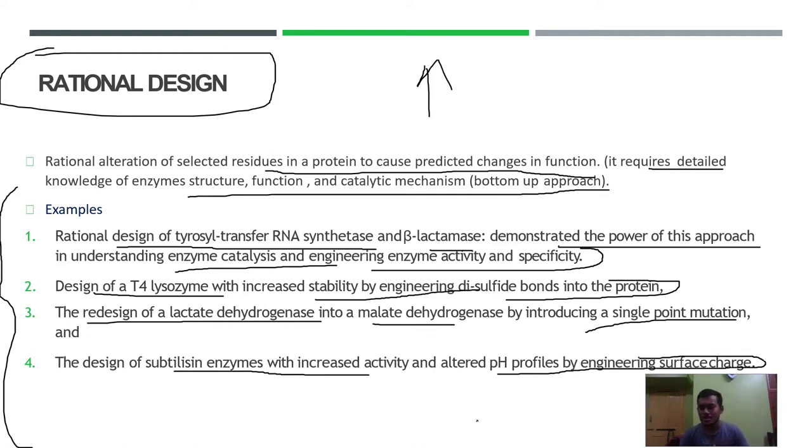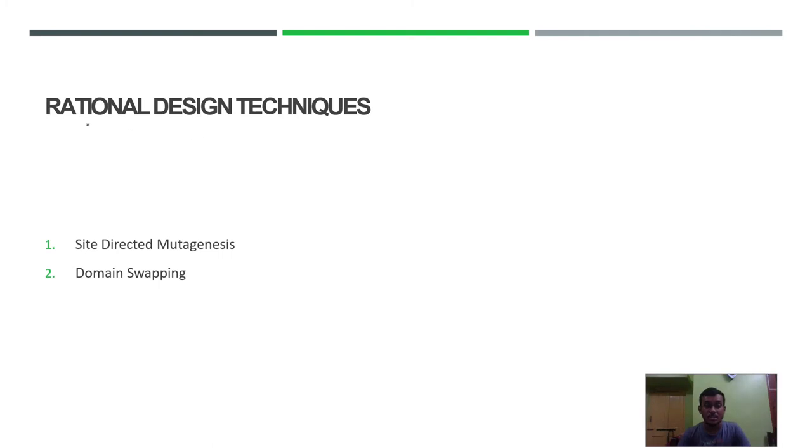So there are a number of methods they have incorporated to bring about changes in these molecules, be it a single point mutation, inserting disulfide bonds or engineering surface charges, and there are many other methods in rational engineering. But before that, we need to know about that particular molecule, its functionality and its catalytic mechanism to perform these rational designs.